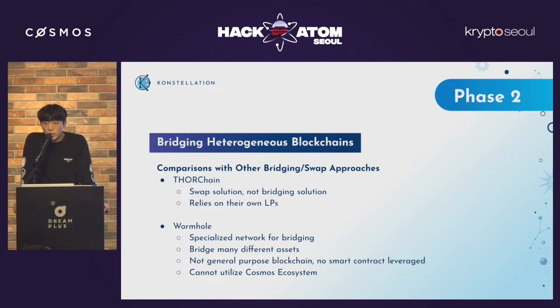The other thing we can compare is Wormhole. Wormhole is a widely used bridging solution and a specialized network for low-level messaging interactions. It is designed to bridge an arbitrarily large number of assets, but on the other hand, we are only focusing on one asset, so it's different. Wormhole serves the purposes it was designed for well, I would say, but one limitation is that it is not a general-purpose blockchain with smart contracts enabled. Also, it cannot utilize various features from different Cosmos-based blockchains through IBC.